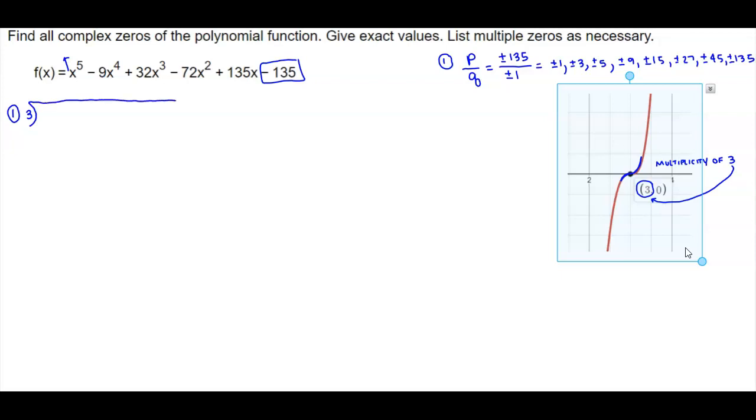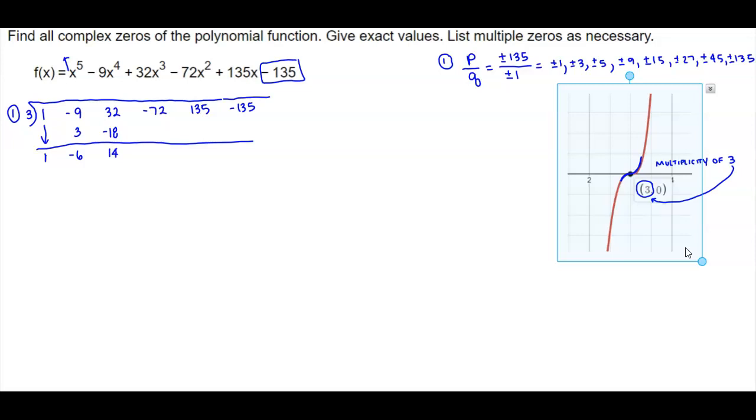If we know that 3 is a 0 of the function, we're going to plug in 3 for k in our synthetic division, and then we have 1, -9, 32, negative 72, 135, and then minus 135. So we're going to bring the 1 down. 3 times 1 is 3. Negative 9 plus 3 is negative 6. 3 times negative 6 is negative 18. 32 minus 18 is positive 14.